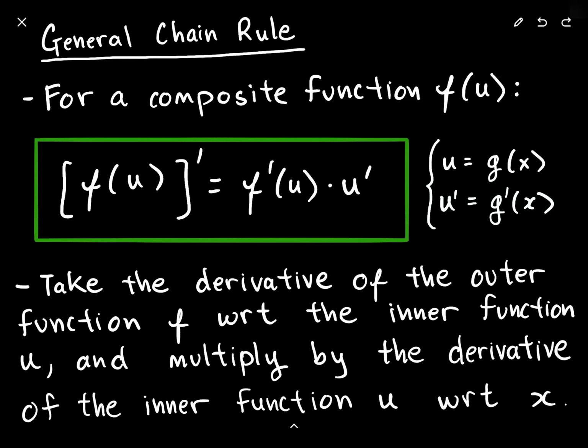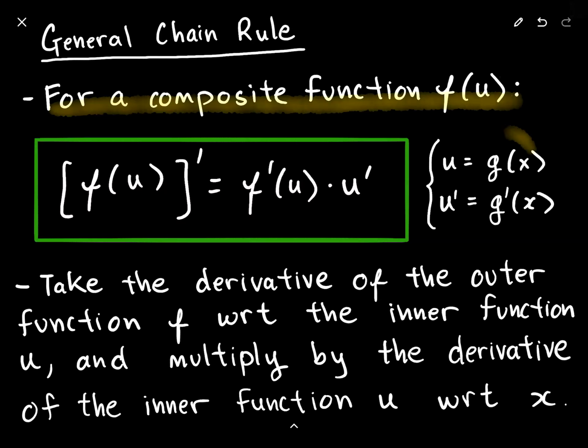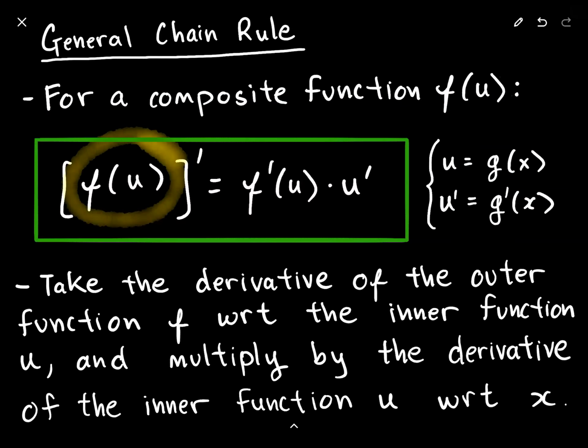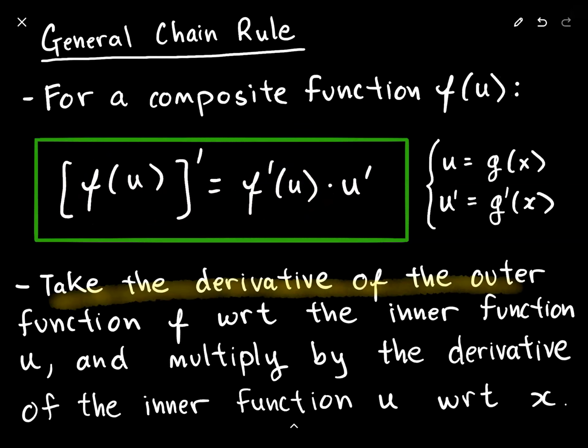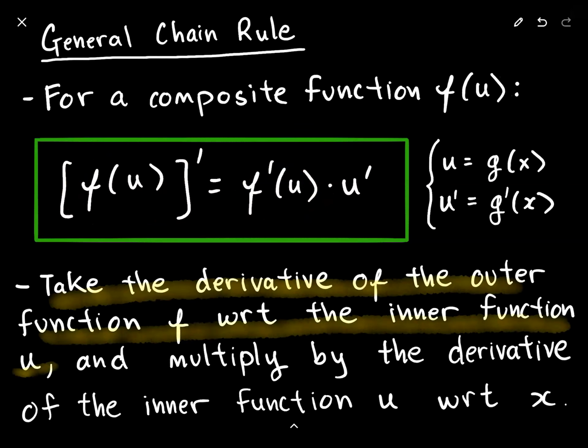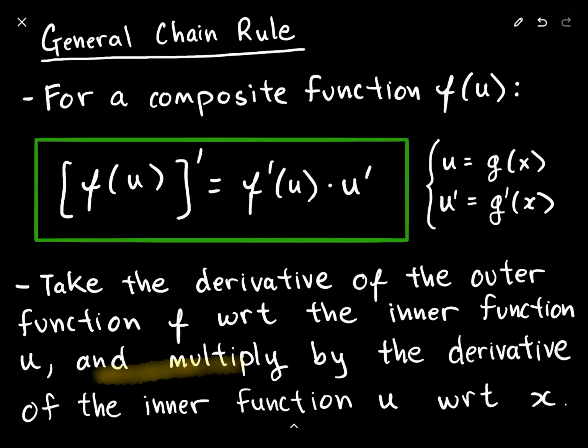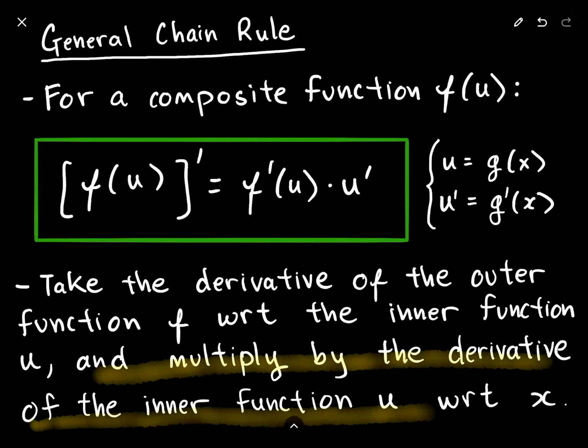Hello! In this video, we'll be looking at the chain rule. For a composite function f of u, where u is a function g of x, and u prime is the derivative g prime of x, the derivative of that composition with respect to x will be f prime of u times u prime. So the chain rule says to take the derivative of the outer function with respect to the inner function u, and then multiply by the derivative of the inner function u with respect to x.